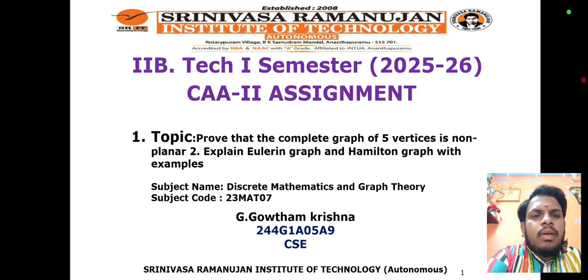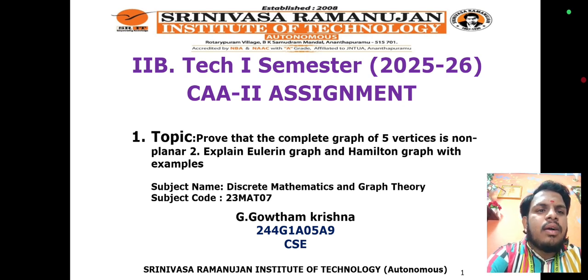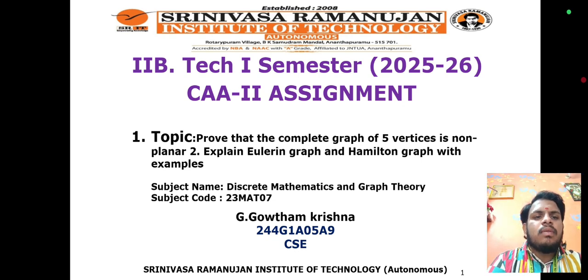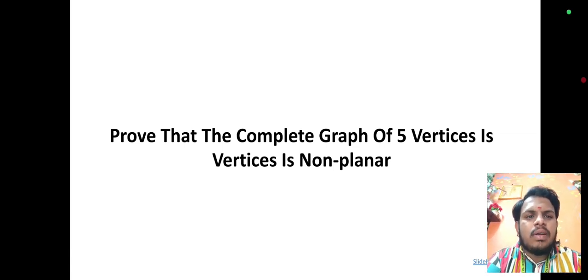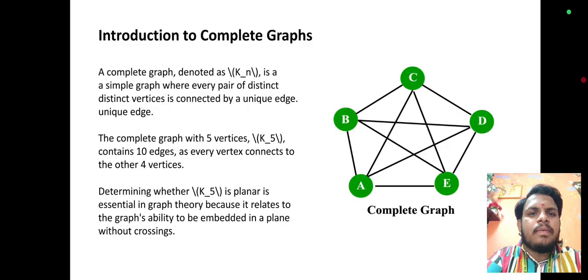Today, my subject is Discrete Mathematics and Graph Theory. The topics are: prove that the complement graph of five vertices is non-planar, and second, Eulerian graph and Hamiltonian graph with examples. Prove that the complete graph of five vertices is non-planar.